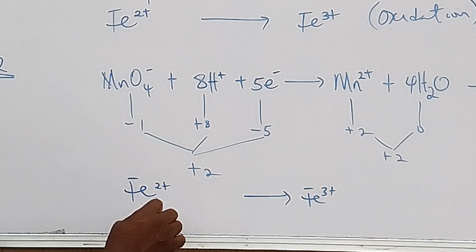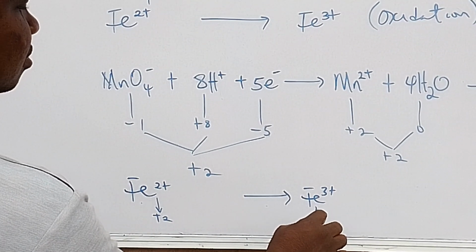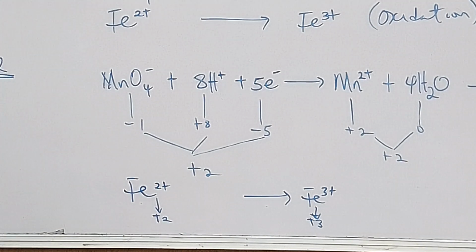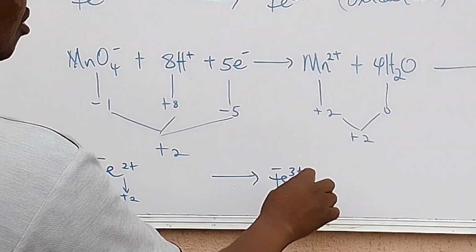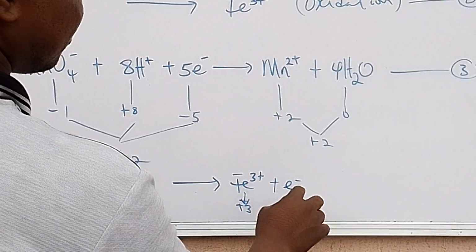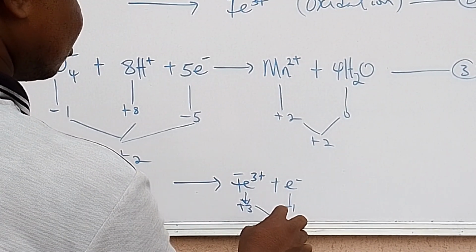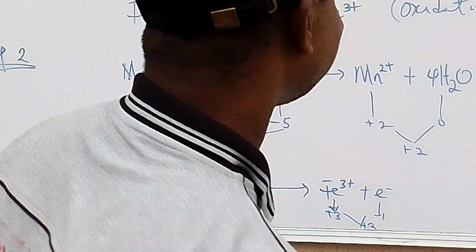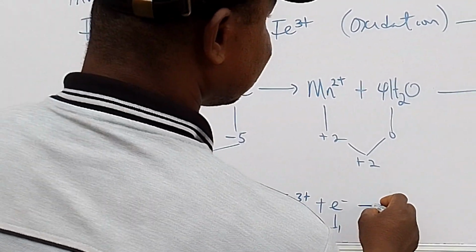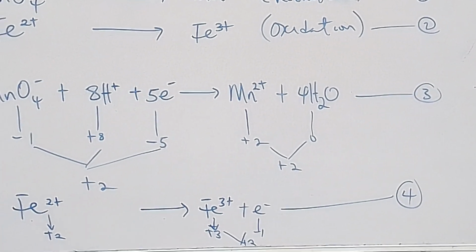The charge here is +2. Here we have +3. It's not equal. I'm going to add appropriately my electron. That's +3 plus an electron, so I have -1. When I look at it, the total charge on the left is +2, while the total on the right is also +2. So now this is equation 4. Hope you are getting it. You're almost done. You're done with 2 steps.